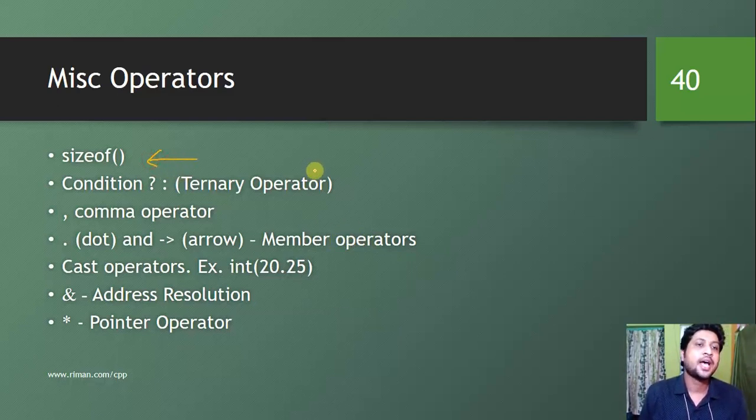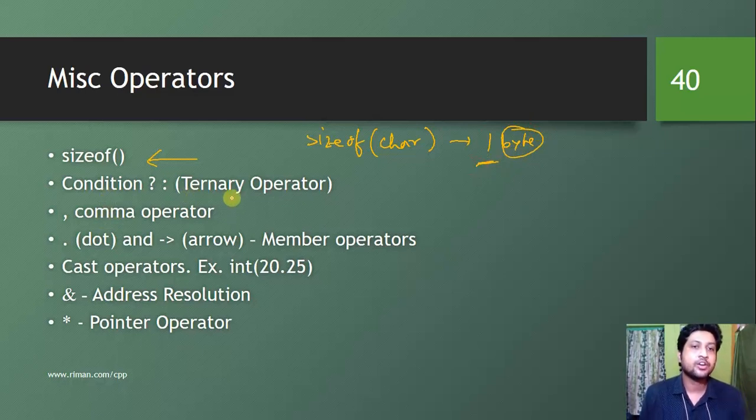So sizeof. I have already mentioned in previous slides that the sizeof operator is used to find out the size of a data type. So if we put sizeof char, it should return 1 byte. So it will return 1.